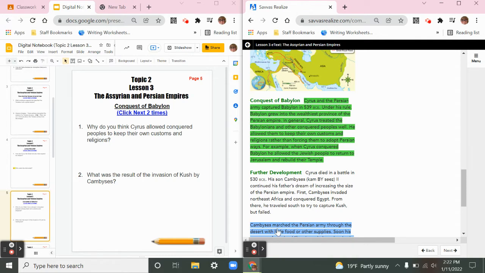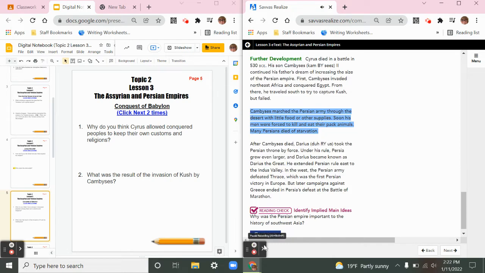Page 5, number 1. What do you think, why did Cyrus allow conquered peoples to keep their own customs and religions? In this green highlighted text, you will get an idea as to why he may have let that happen. Pause my video and get that now.